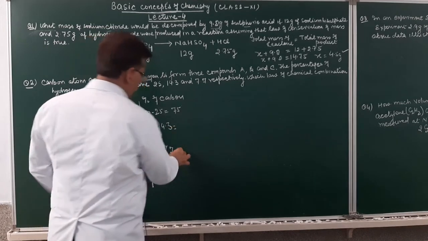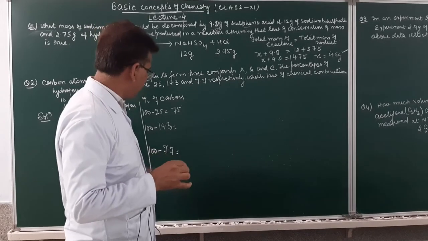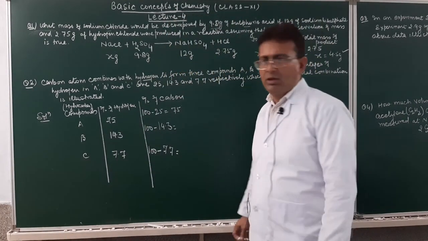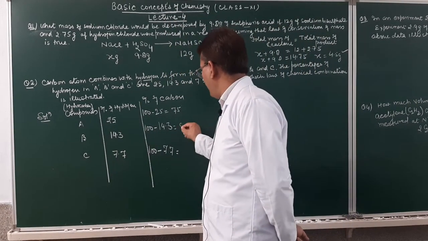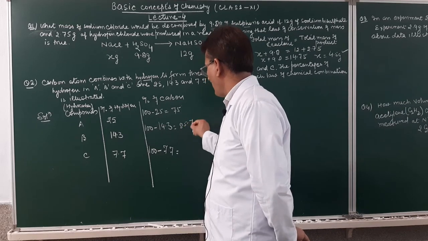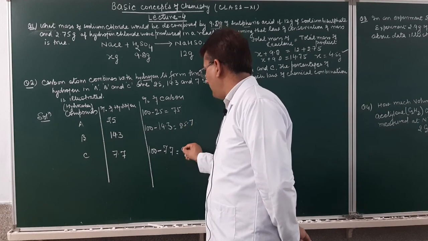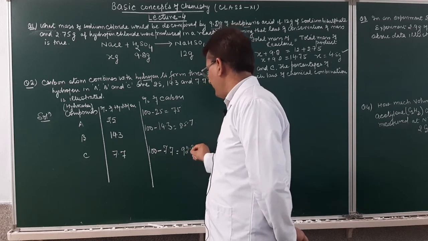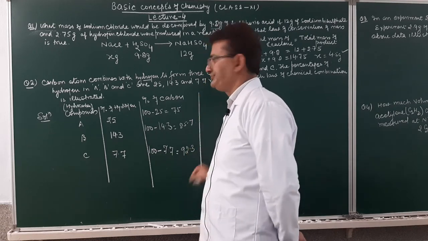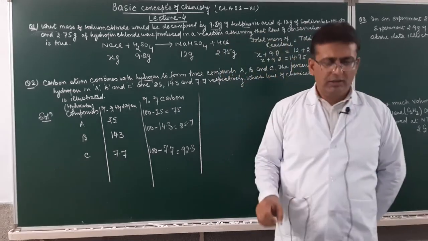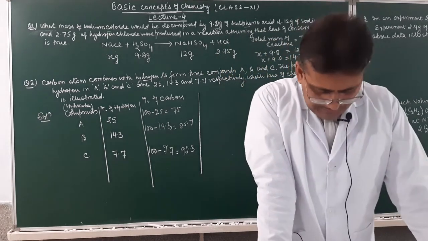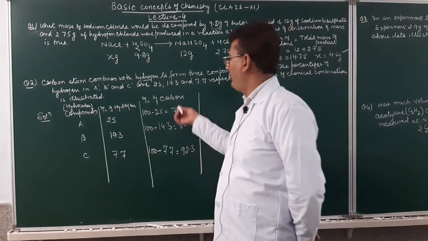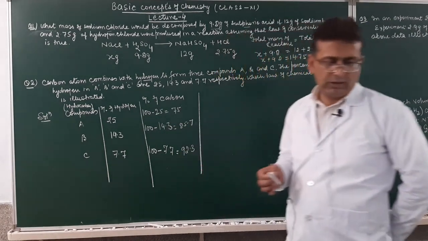Find this out. This will come out to be equal to 85.7, and this will be equal to 92.3. I think I must be very clear. In this hydrocarbon, we have the percentage of hydrogen and the percentage of carbon.